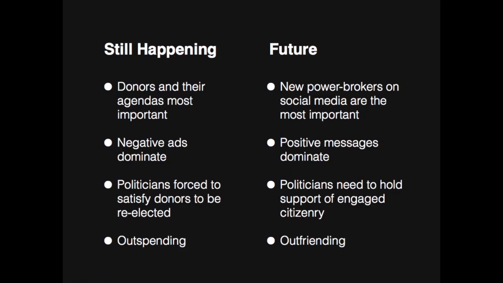Politicians right now are forced to satisfy donors to be reelected. In the future, satisfy you, satisfy groups of voters. Where are the power nodes in the graph, in the political graph? Who's delivering the votes? That's who they need to talk to. That could be the college student. That could be the stay-at-home mom. Doesn't have to be a rich person. Just has to be someone willing to engage. And in the future, outfriending will replace outspending.